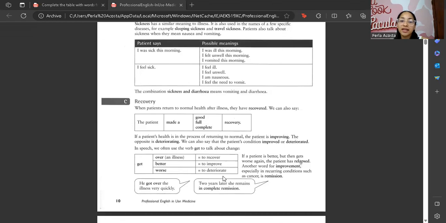Okay. The combination sickness and diarrhea means vomiting and diarrhea.